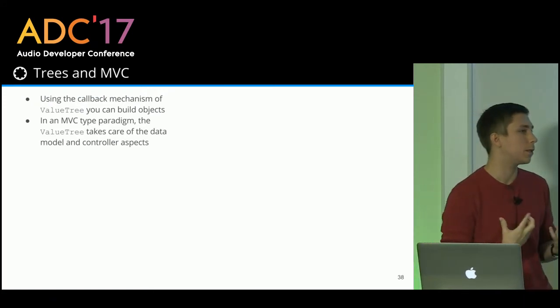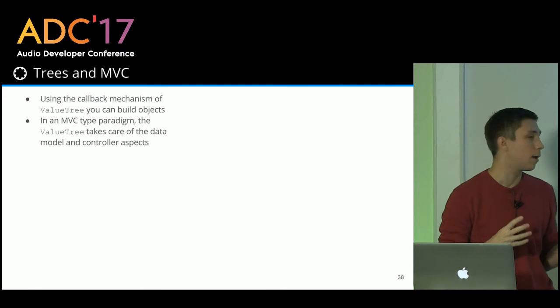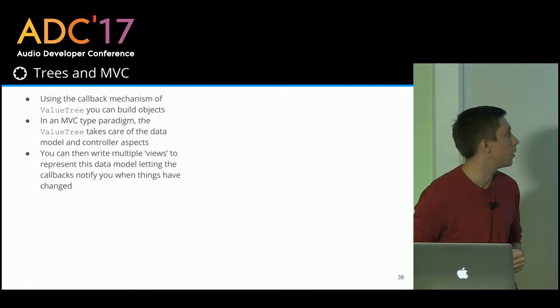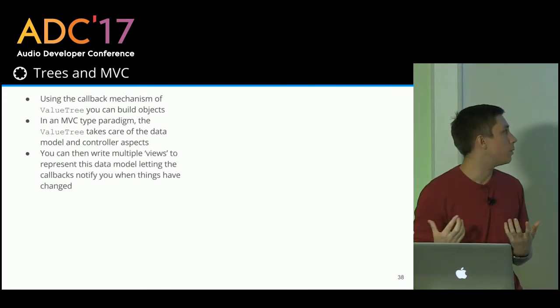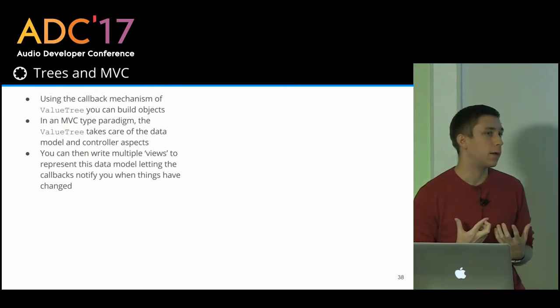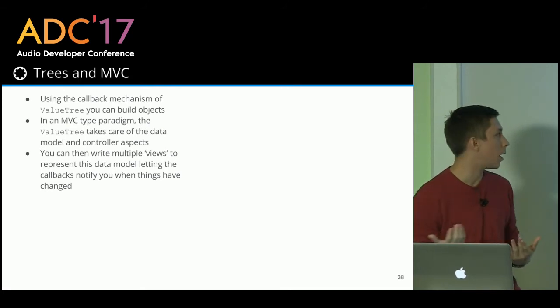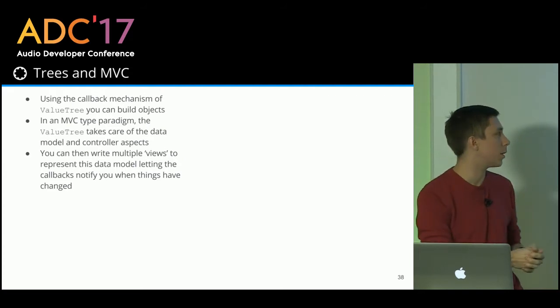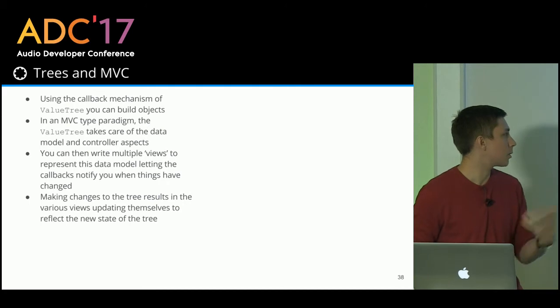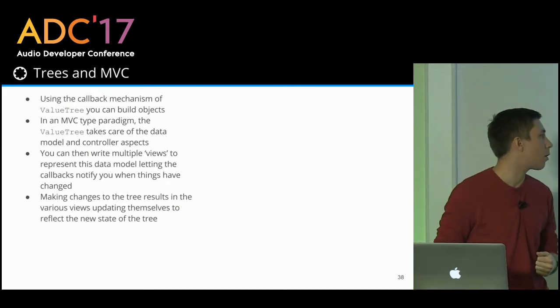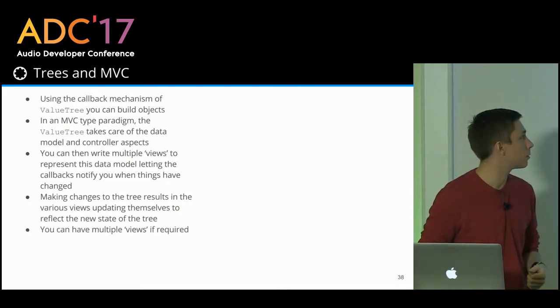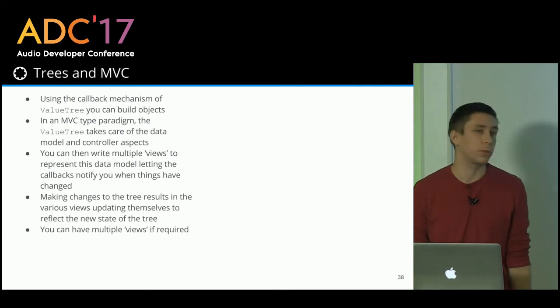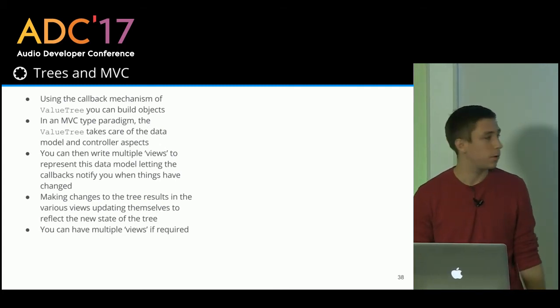So really all you need to think about is the structure of your data and how you're going to represent it. And you can write multiple views to represent this data. So we can have EQ graphs, or you could have a bunch of sliders. And as long as you let the callbacks tell you when something has changed, you're always going to be up to date. So that's kind of classic MVC style, just reflect the data model. And you can have multiple views if you want in any kind of format.